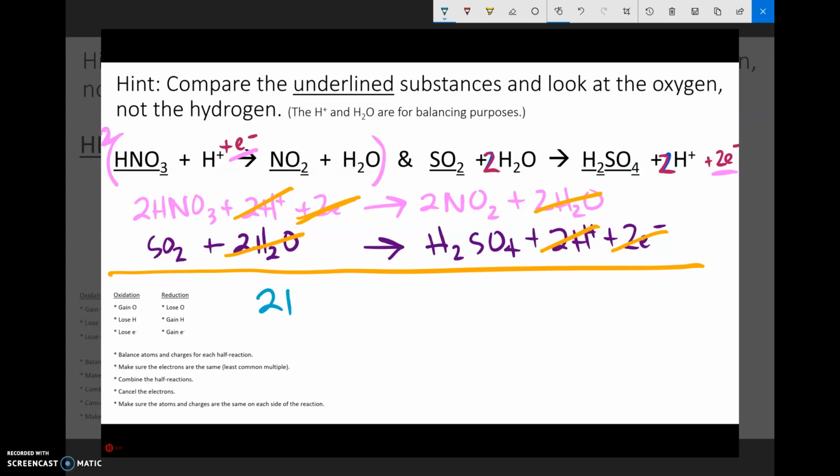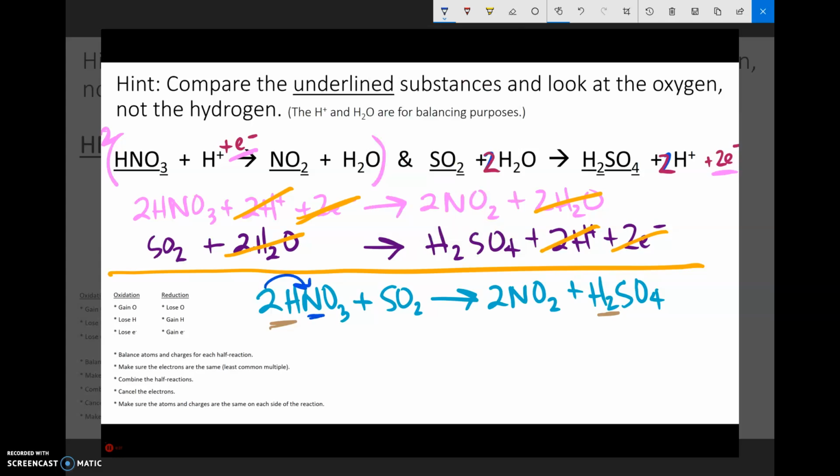So we're going to do 2 HNO3 plus SO2, and that's going to give us 2 NO2 plus H2SO4. Okay, let's double check and make sure that we have this correct. So first of all, we've got 2 hydrogen. That looks lovely. And then we have 2 nitrogen, because remember that 2 distributes to everything behind it. 2 nitrogen, so that's good.